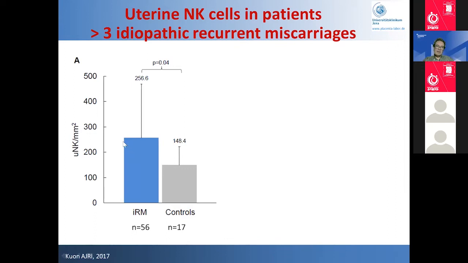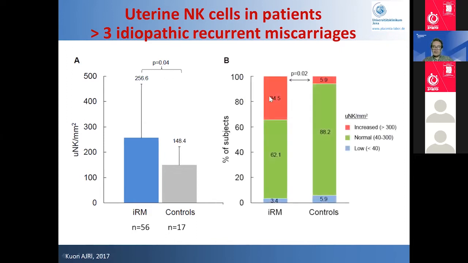The mean number of uterine NK cells, approximately 250. And this is the standard deviation. And this is very typical in all our samples. We have huge standard deviations and a very broad variance. But you can see here the difference between the patients and the controls. And this was statistically significant.